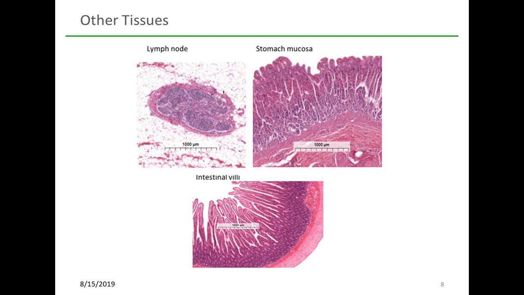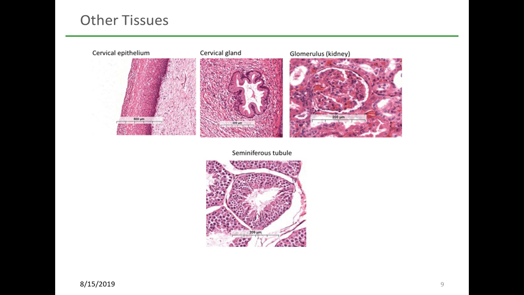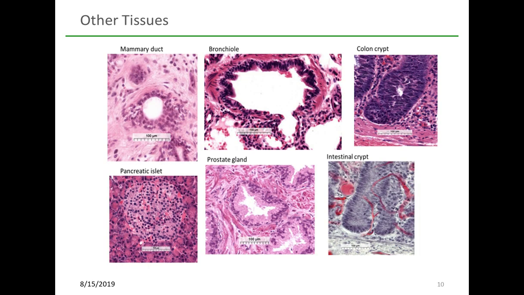And you can go on to other tissues. This is lymph node, starting really at the more gross scale. The marker here is for 1,000 microns in lymph node. If you want to look at cervical epithelium, glands, or other types of tissues, you're down to 200 micron type resolution for a single gland within that type of tissue. So you need to be a little bit more precise, but you're not at the single cell level.